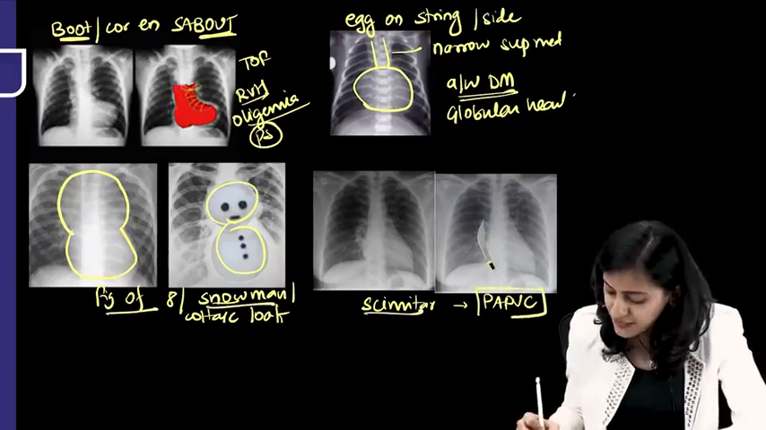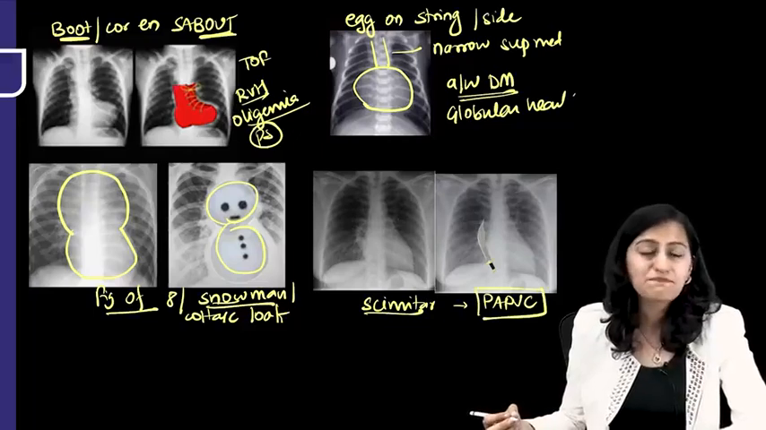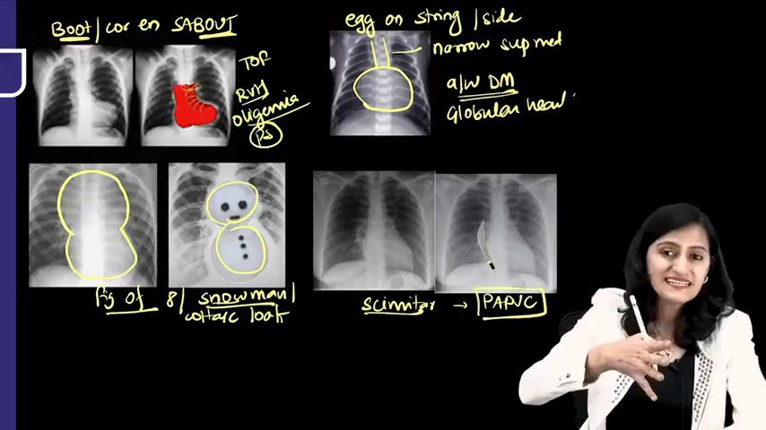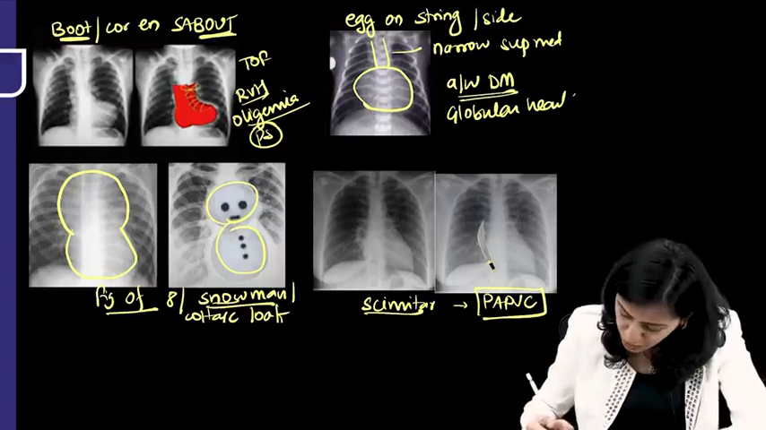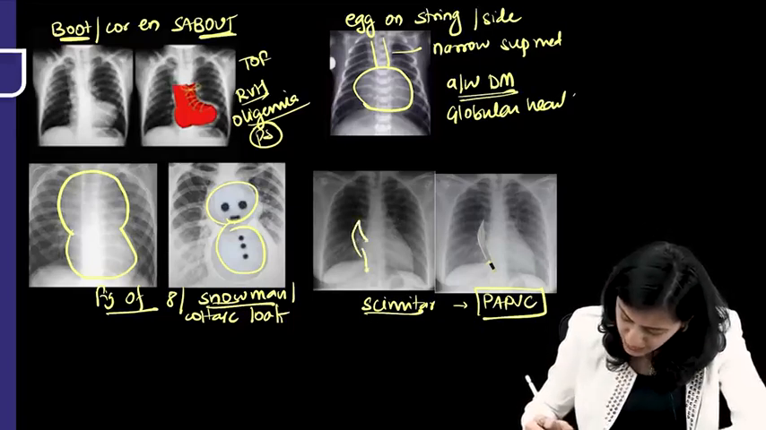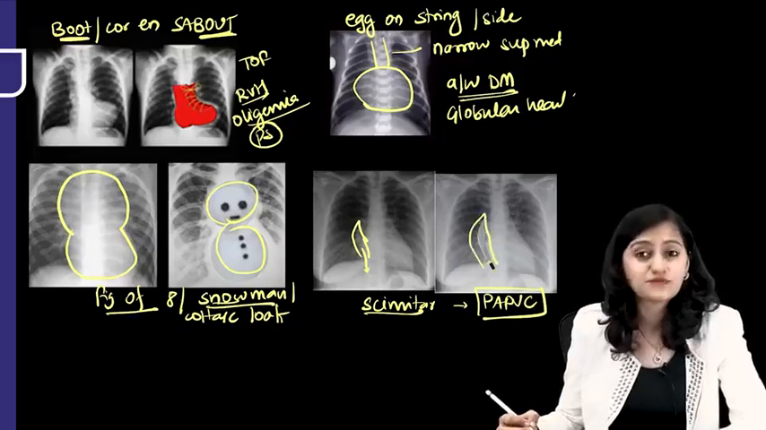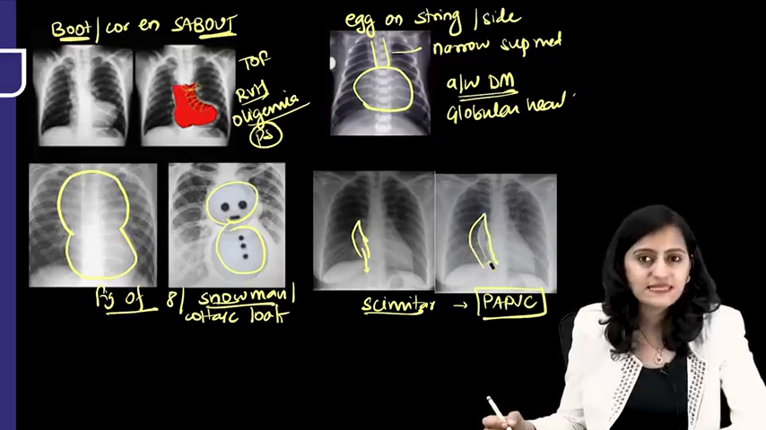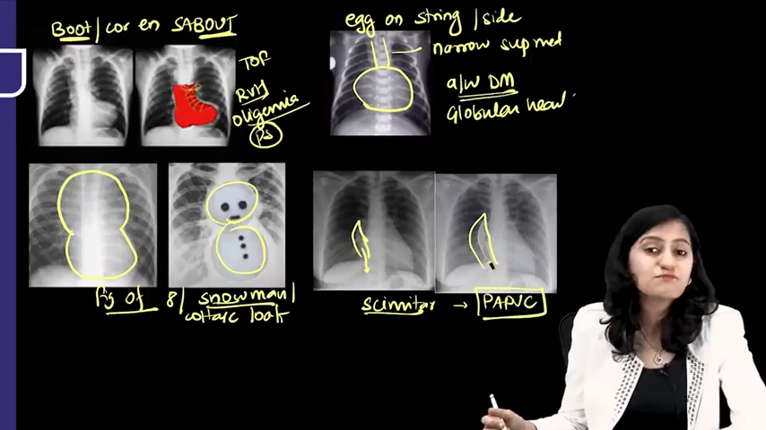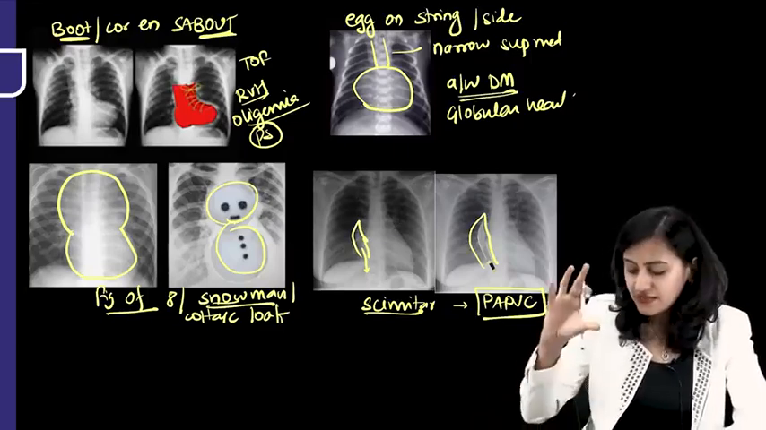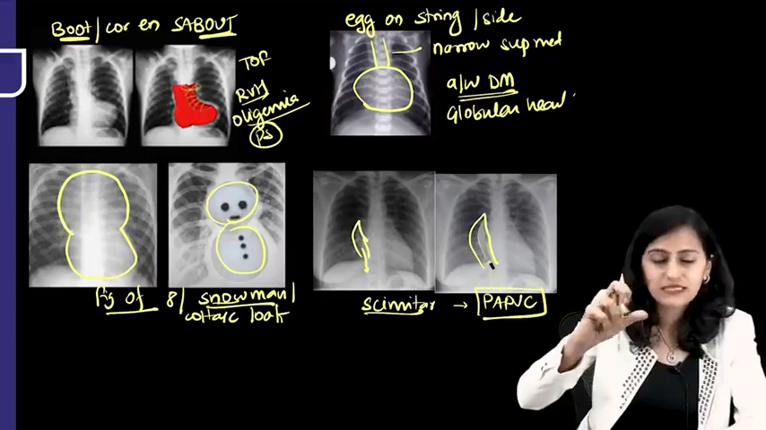What do you see in PAPVC? PAPVC, partial anomalous, it is present on the right side, and you would see that abnormal vessel which is going into the IVC. So that gives the scimitar sign, that's a Turkish sword. So PAPVC can also be called as hypogenetic lung syndrome, where the right lung can be hypoplastic.